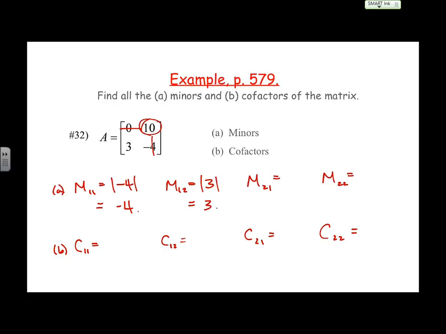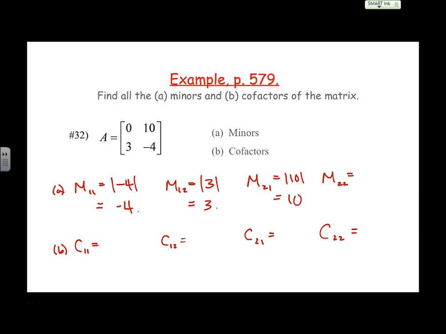Nice. So now try to visualize without actually circling and cross crossing. Some of you weren't circling and cross crossing anyway. M2,1. Who's the entry? 3. Cross cross. Who's left? 10. Determinant of 10 is 10.